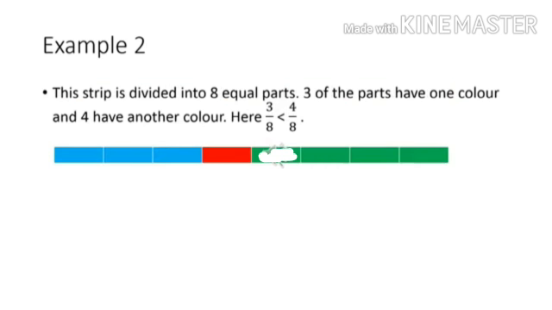Next example, again we have a strip which is divided into 8 equal parts. Now here the 3 parts have one color, that is blue color, and 4 parts have another color, that is green color. Okay, so here the 3 parts, that is 3 upon 8, and the 4 parts, that is 4 upon 8. Which number is greater?